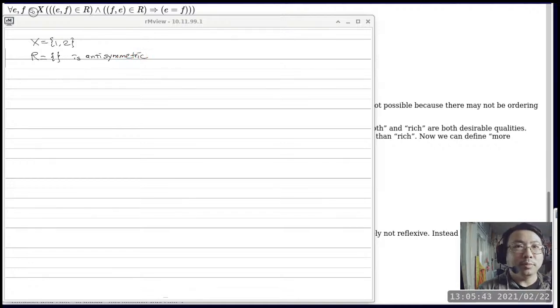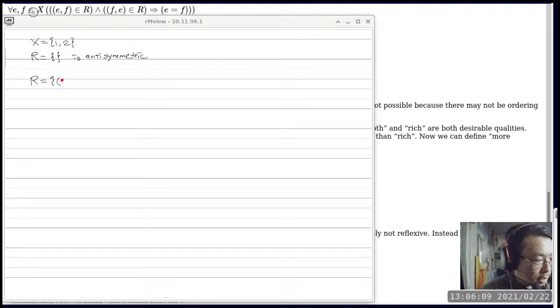And don't be confused by the term anti-symmetric. It does not mean not symmetric. Okay, so there are two different things. Anti-symmetry is not suggesting not symmetric. It is defined a little bit differently. All right, so let's take a look at another R.